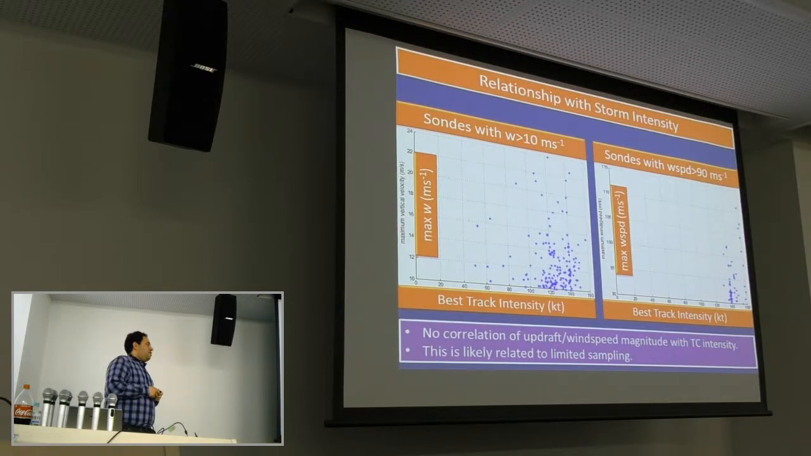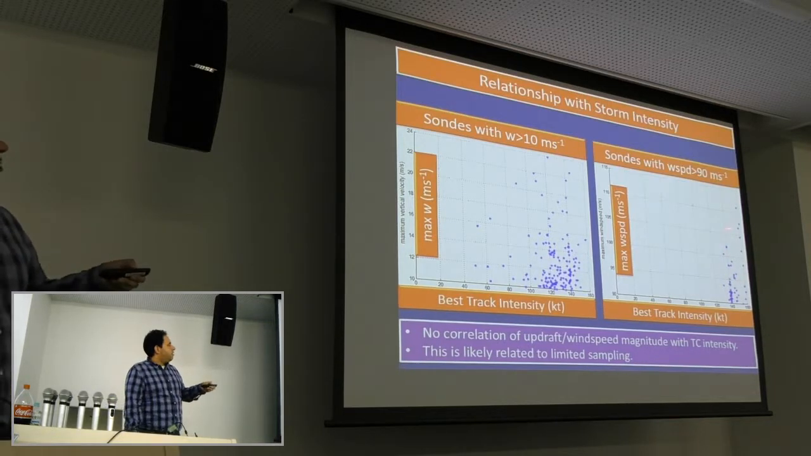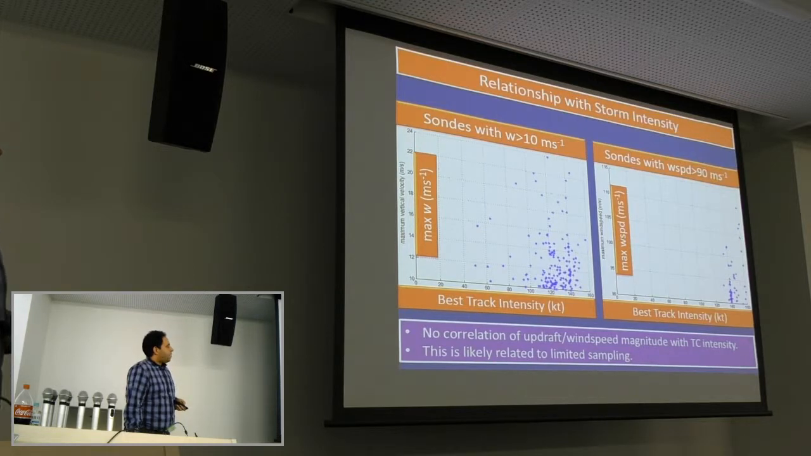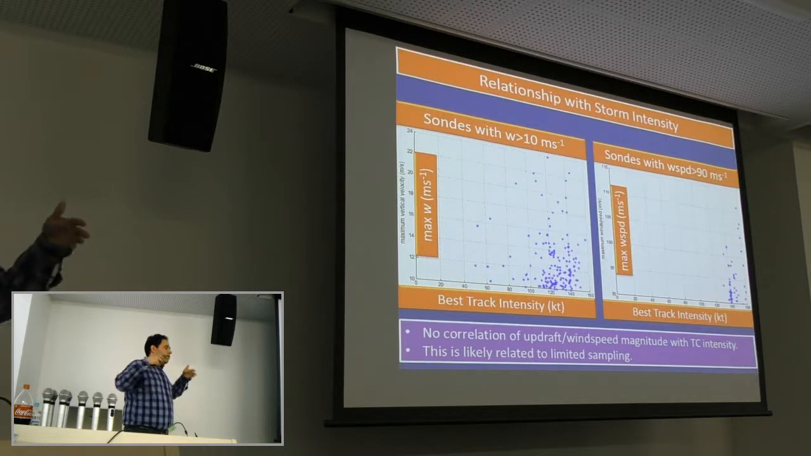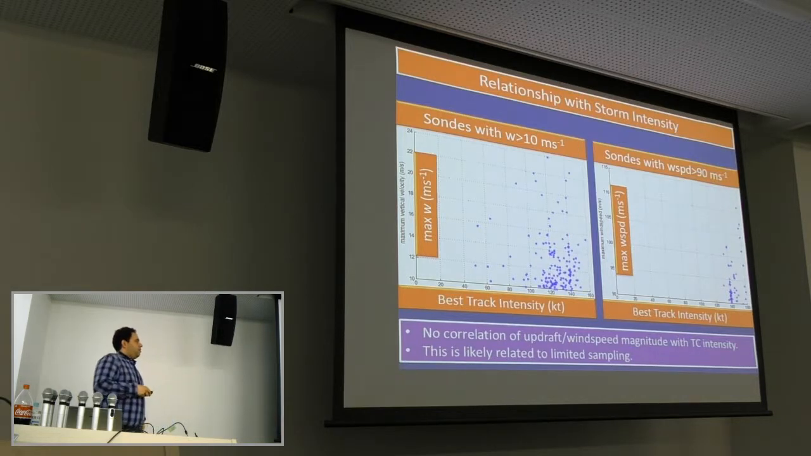And so I think this is probably related to just limited sampling from observations. There's only 64 sondes here in the right plot. And so I think if we were able to have a more robust, larger data set, we would find that there's a relationship between the gust strength and the mean wind speed. And there probably is a relationship between the updraft strength and the mean intensity as well. But it's just something we don't have enough data to find, is my guess.